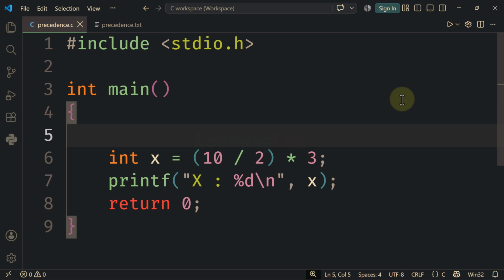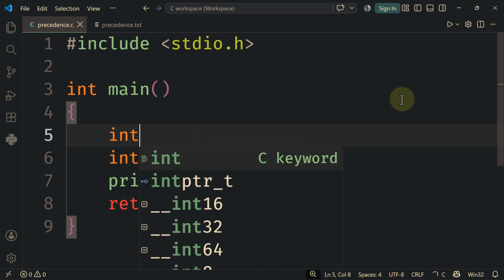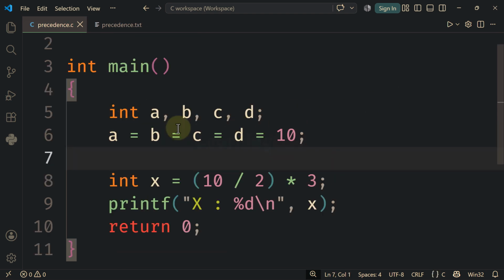Now, one final thing that we're gonna see here is the associativity of right to left. For example, the assignment operator has the associativity right to left. Because of that, we can write something like this. So here we can see I have 4 integer variables a, b, c, d, and then I can write a equal to b equal to c equal to d equal to 10. So in this expression, we have only the assignment operator, all have the same precedence. The associativity is from right to left, and that's why first d will be assigned with the value of 10.